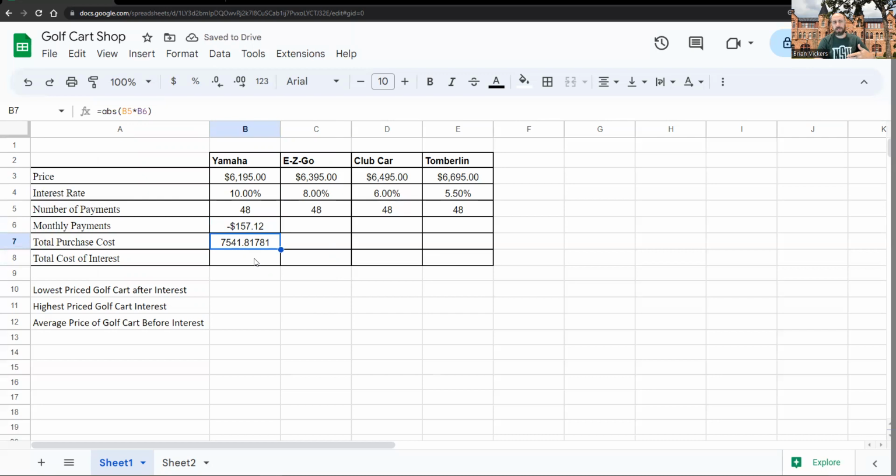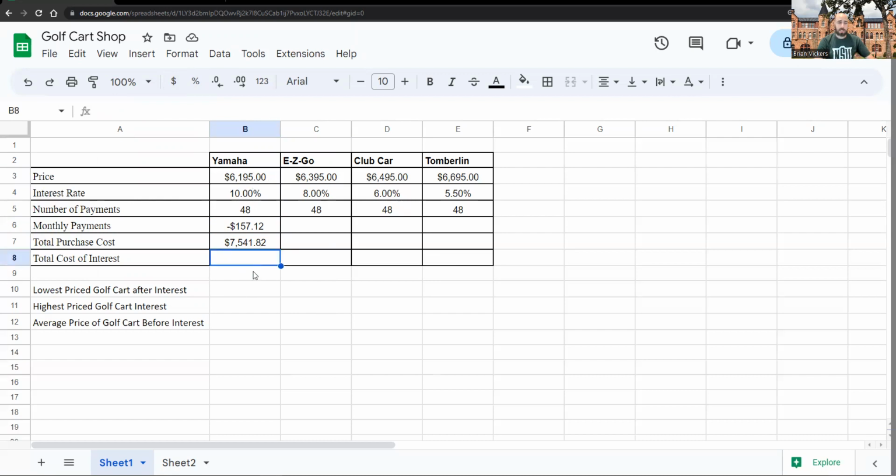Now, when I did the first formula, it tried to smartly turn this into a currency amount. When I do absolute value, it doesn't automatically format for us. So we're just going to change this back to currency by clicking this $ sign. So we're going to pay $75.41. You can see here we're paying $7,541 for a $6,195 golf cart. We're paying an extra, what, $1,300 and something.